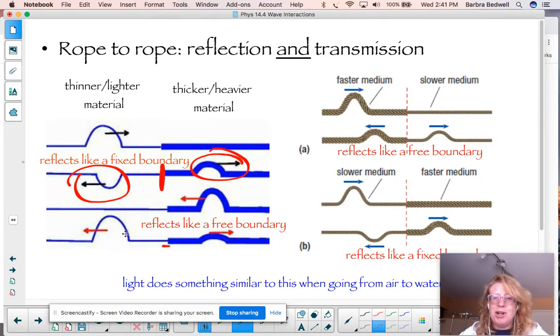And this is actually called refraction when it does this. I'll get to that on the next slide. It always passes through upright. Whether it reflects back upright or upside down is based upon whether that boundary is acting like a heavier boundary, a fixed boundary, or whether it's acting like it's going into a lighter medium or a soft boundary. And you can kind of see the same thing over here on the other side.